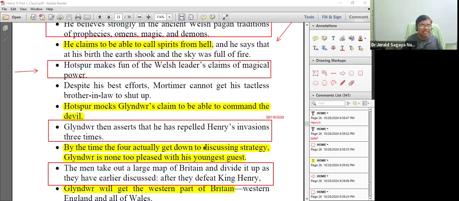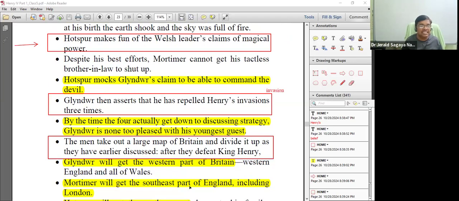So he brings a map of Britain and he starts discussing how to divide Britain among themselves.